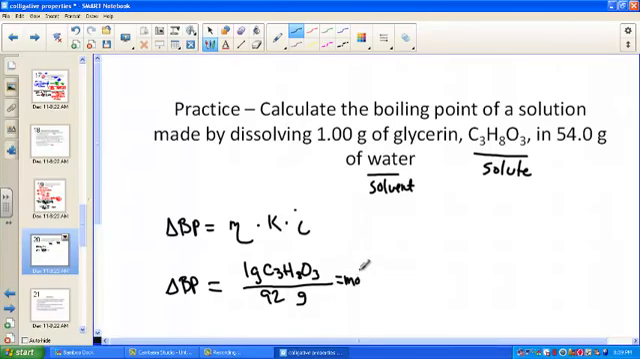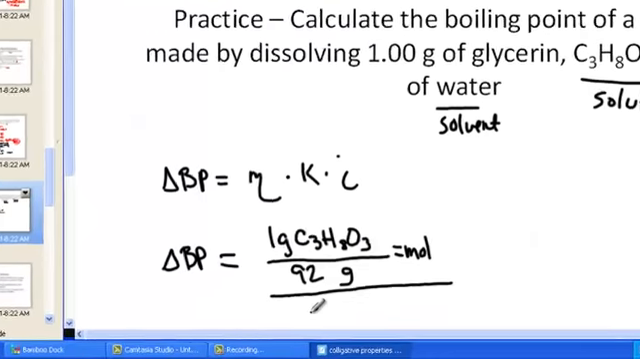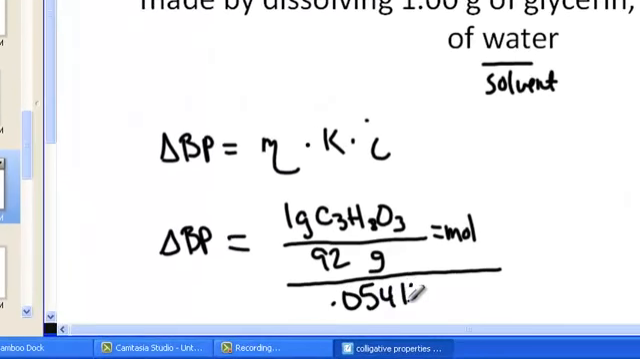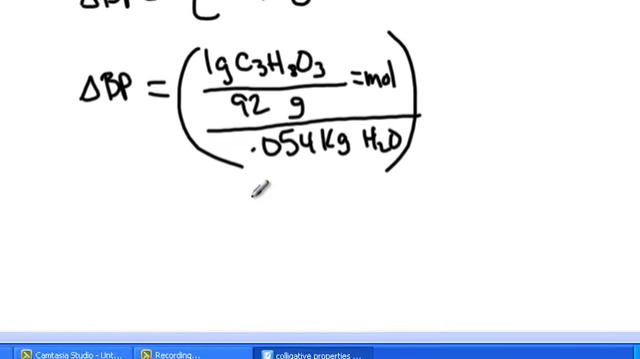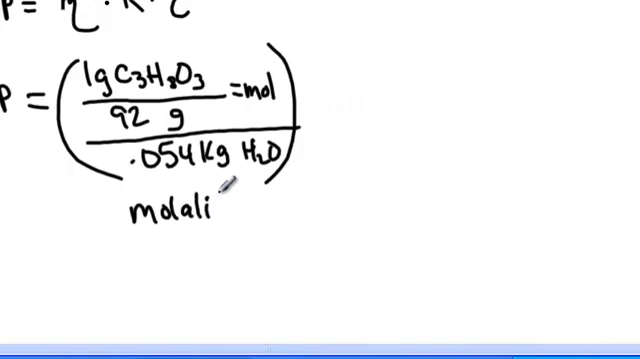Grams over formula weight is a mole. Mole per kilogram of solvent. 54 grams is 0.054 kilograms of water. Now, see what I've done? Getting a little bit shorter in the way I'm showing work. This is my definition of molality: moles of solute per kilogram of water. Grams over formula weight is my mole. Mole per kilogram is my molality.